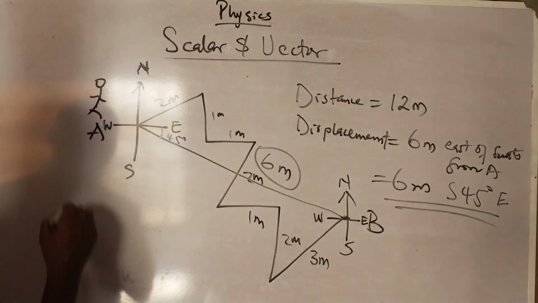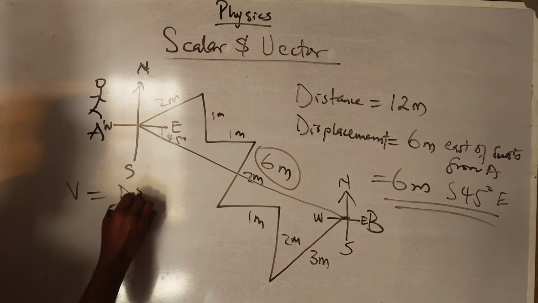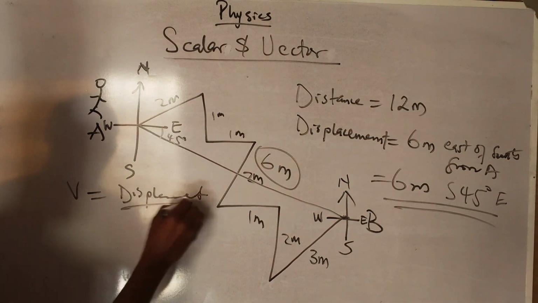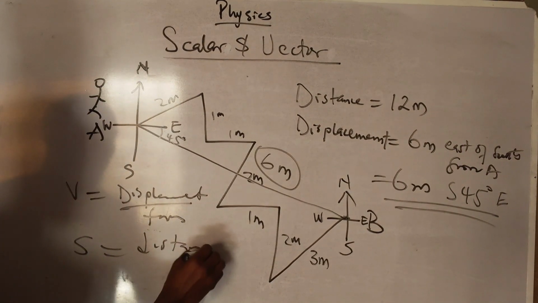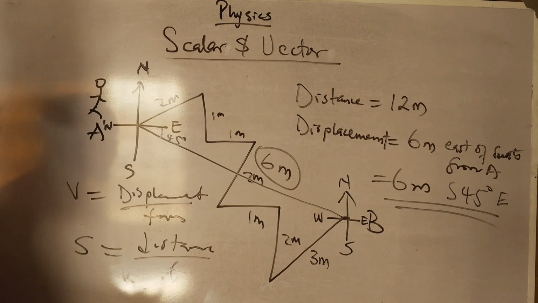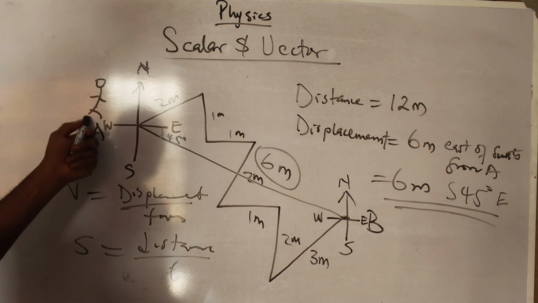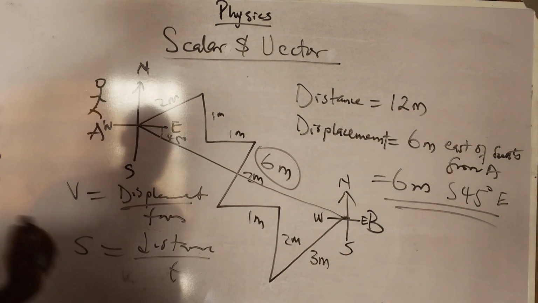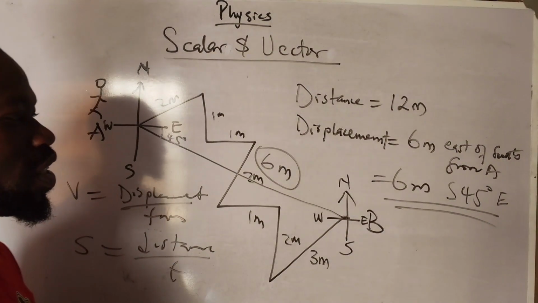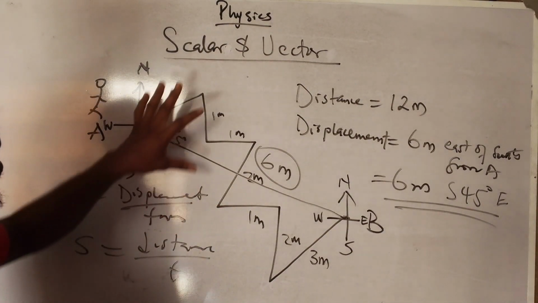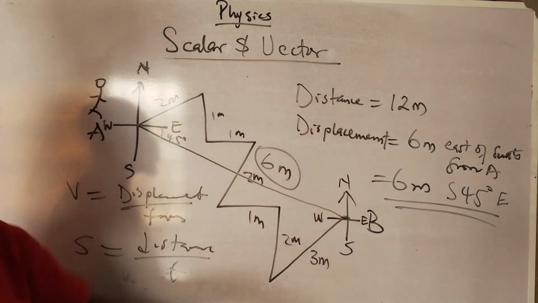Because velocity is what? Velocity is displacement over time. And speed is distance over time. So if you are going to calculate the velocity of the boy from A to B and his speed from A to B, you are still going to get two different answers. I hope with this you understand the difference between scalar and vector.